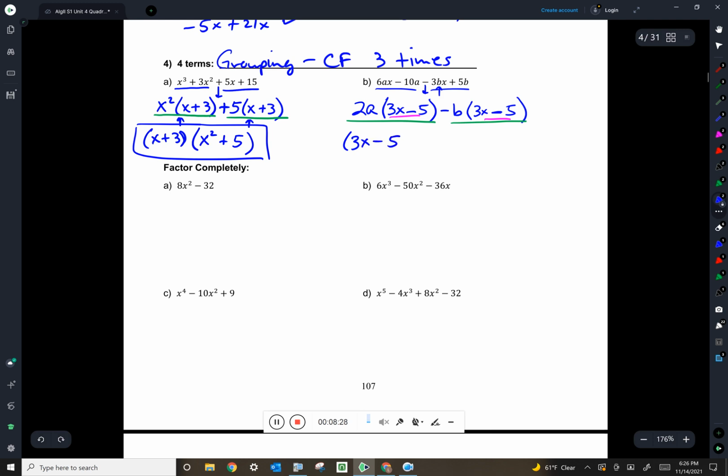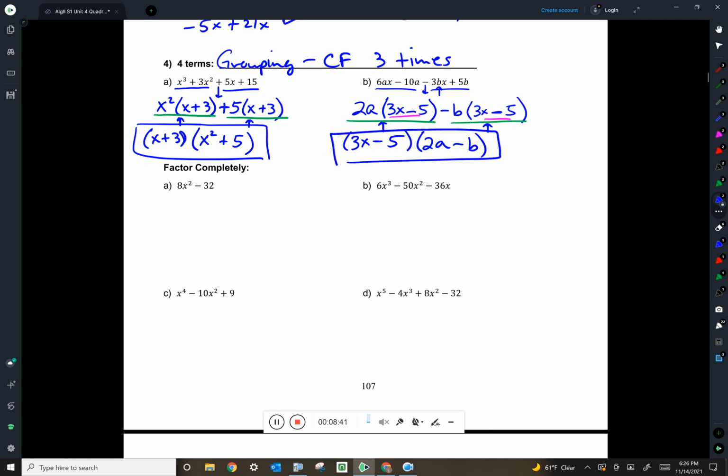So I put the 3x minus 5 out in front. And then what do I have left in this one? Just 2a. What do I have left in this one? Just the minus b. So there is my factor by grouping.